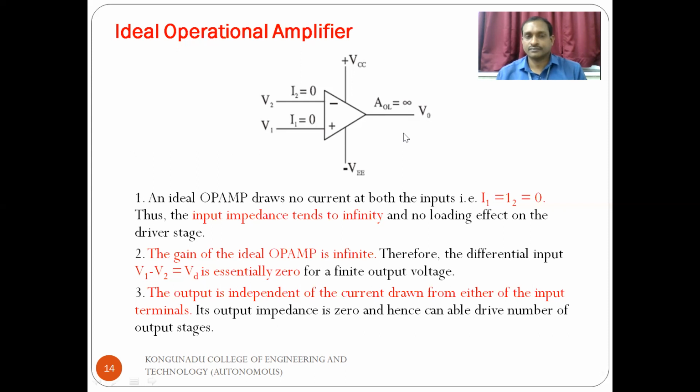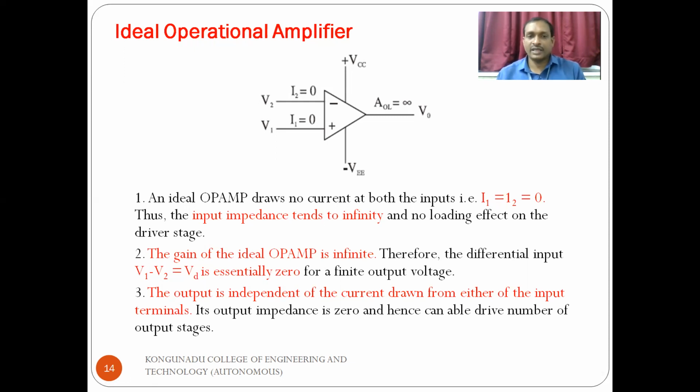Because the input is equal to 0, V0 by 0 is equal to infinity. Output gain is equal to V0 by Vi, and the input voltage here is also 0. So these are the characteristics of the operational amplifier. It draws no current at both the inputs. So I1 is equal to 0, I2 is equal to 0. No current is drawn from the input. That means it has high input impedance, that is, infinite input impedance, and no loading effect on the driver stage.